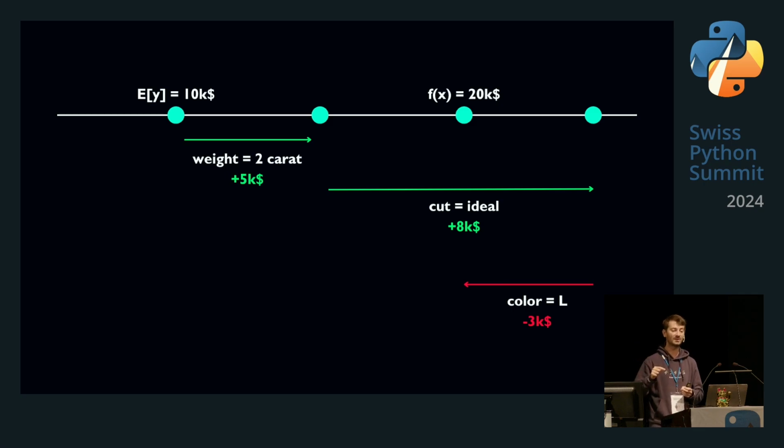So for that specific stone, the fact that the weight was 2 carat means that the value increases from the no information point by $5,000. And the fact that the cut was ideal, where ideal is a categorical value, means that it increases by $8,000. But the fact that the color was L, well, L is another categorical value, it decreases it by $3,000 to land on $20,000. That is the final prediction. You see how this method is much more powerful than just having feature importance. Now, we'll devote some time to try and understand how it works and what are its limitations.